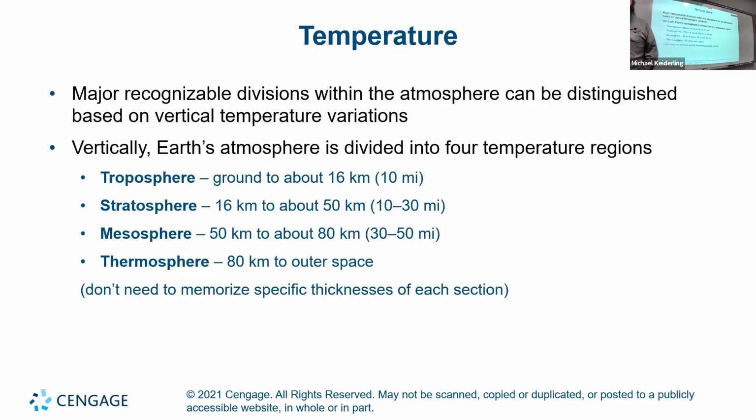And that's because the stratosphere is heated by the absorbing of ultraviolet radiation by the ozone layer, which is in the stratosphere. The mesosphere is above the stratosphere. It's from about 50 kilometers to about 80 kilometers, or 30 to 50 miles. The mesosphere is another region where it cools as you go up. That's because it's very thin.